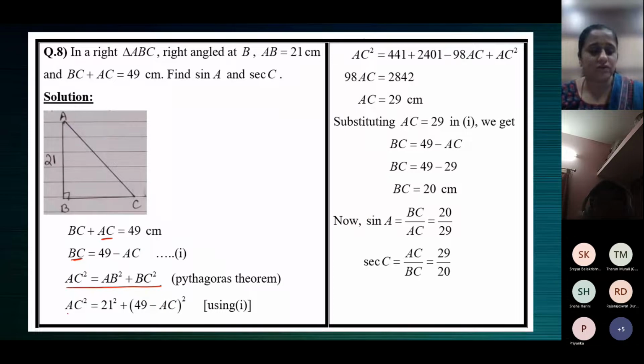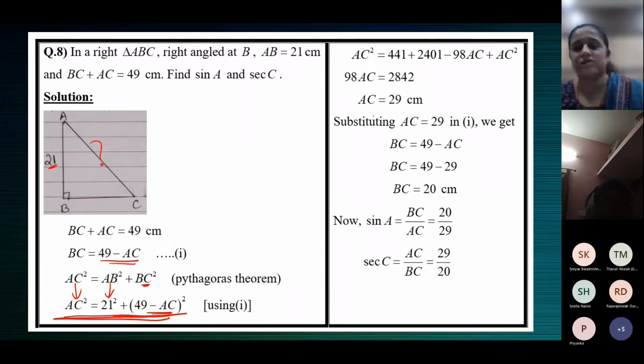So AC square is equal to, see here, we don't know AC. This is the result by Pythagoras theorem, and let's now fill in the values which we know. AC square as it is, plus AB square, AB is 21, so 21 square. Plus BC, we don't know, but we have written BC in terms of AC. Why did we write it like that? Because now this equation has only AC, so you can solve and find AC.